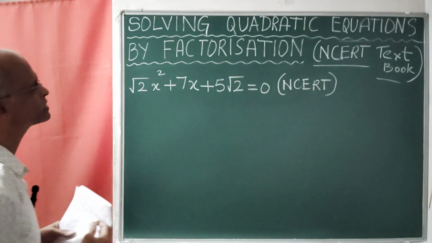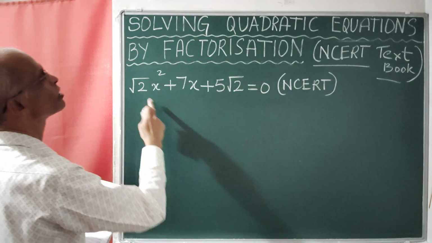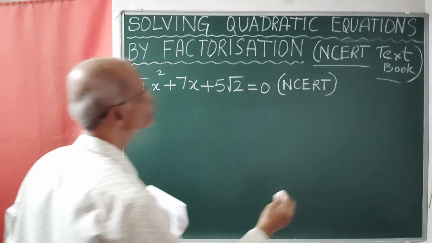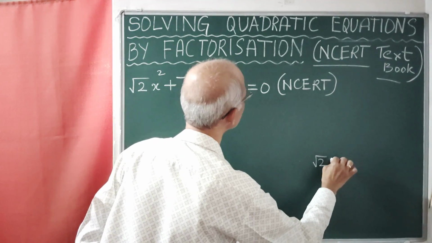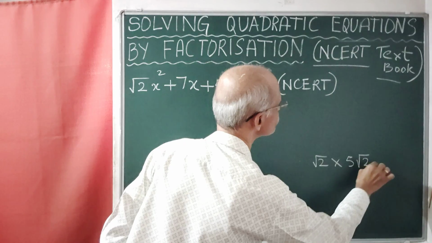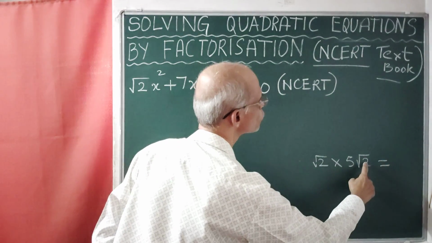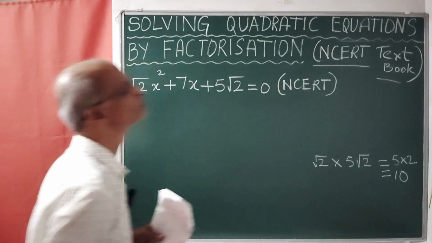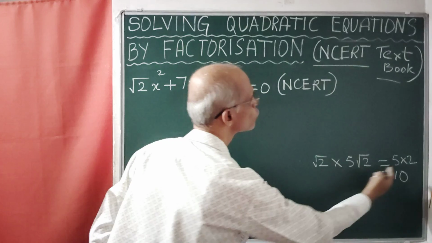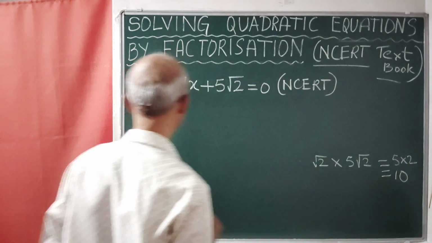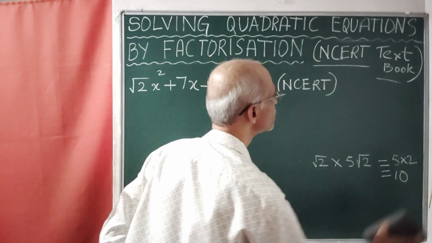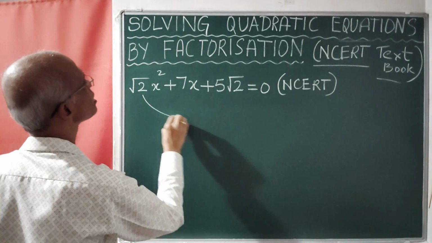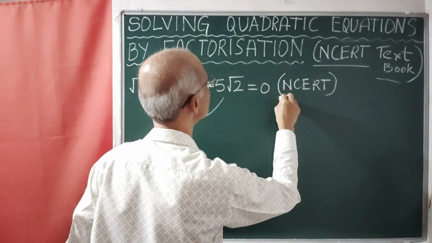So now the first step is to multiply the first term and the last term. If you multiply root 2 into 5 root 2, what do we get? Root 2 into root 2 is 2. So 5 into 2, we get 10. When we multiply the first term and the last term, we get 10.